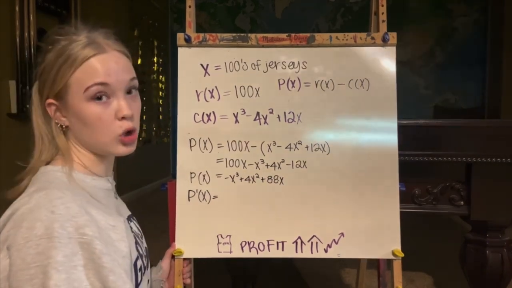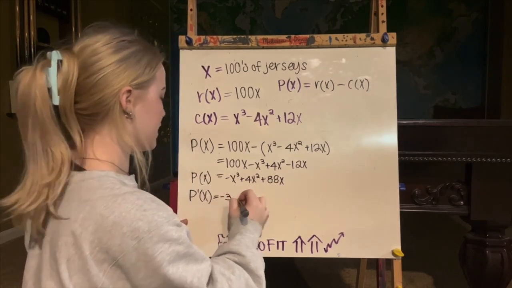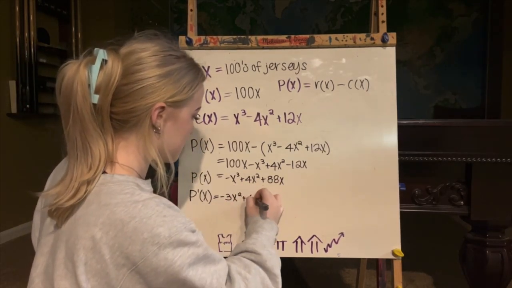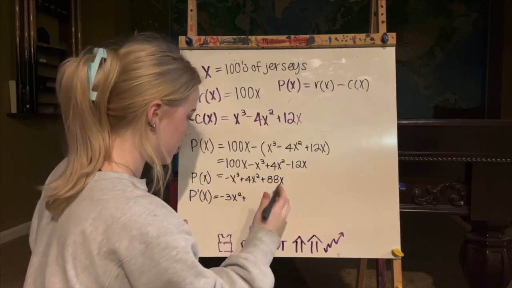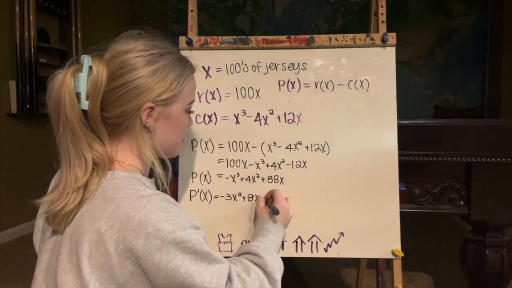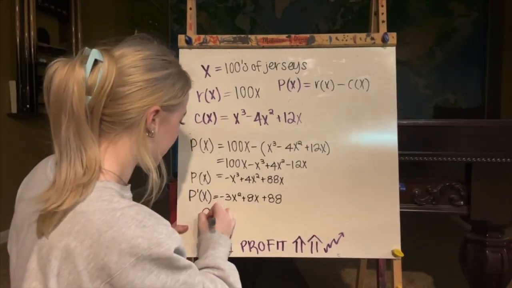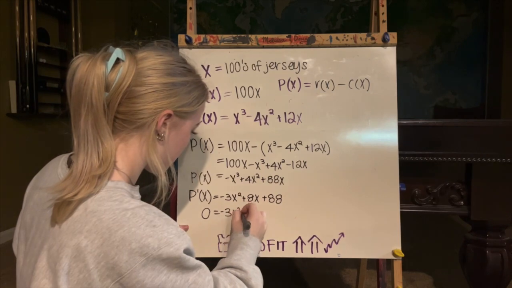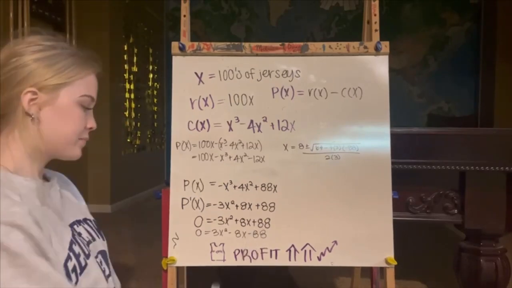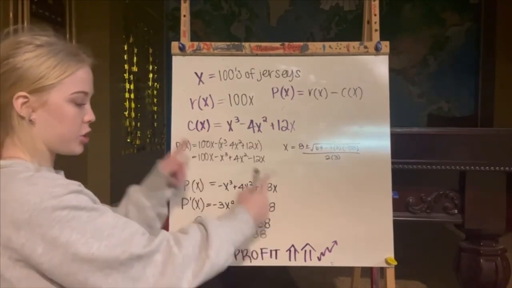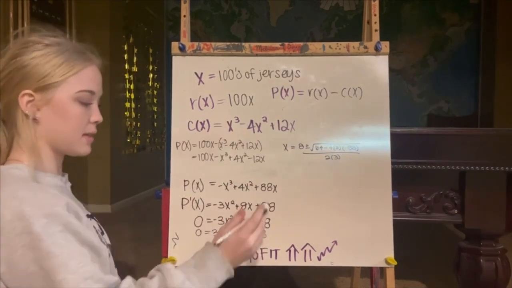And in order to do that, we are going to be using the one and only power rule. So we're going to have a negative 3x to the second plus 8x plus 88. Once we have our derivative of our function, we're going to set that derivative equal to 0. After setting our derivative equal to 0, I'm just going to flip this function over to the other side of the equal sign so that we are left with a positive 3x to the second minus 8x minus 88.